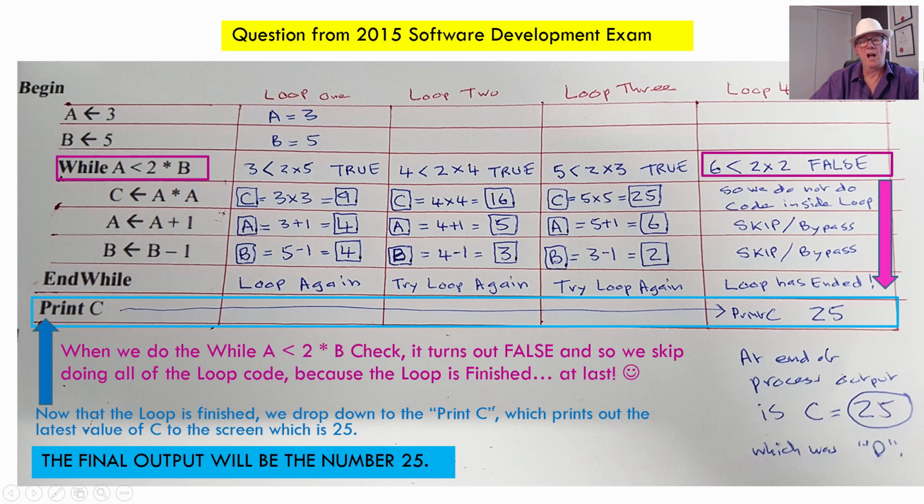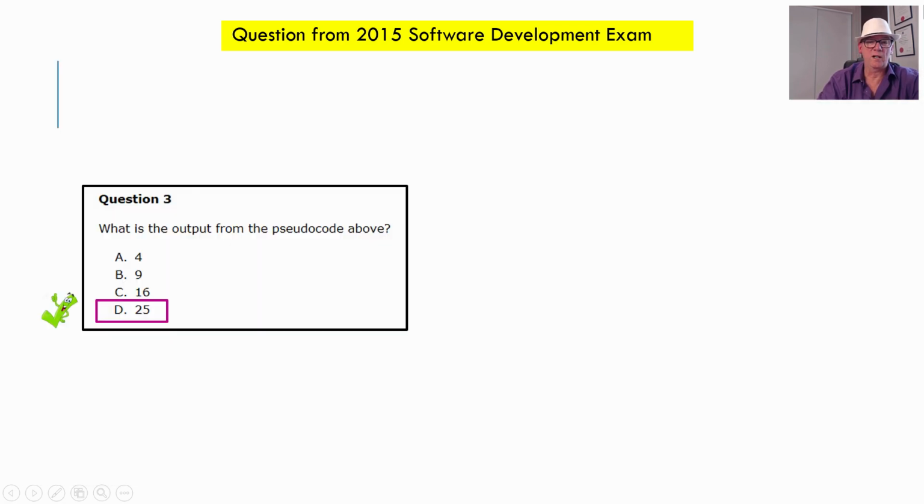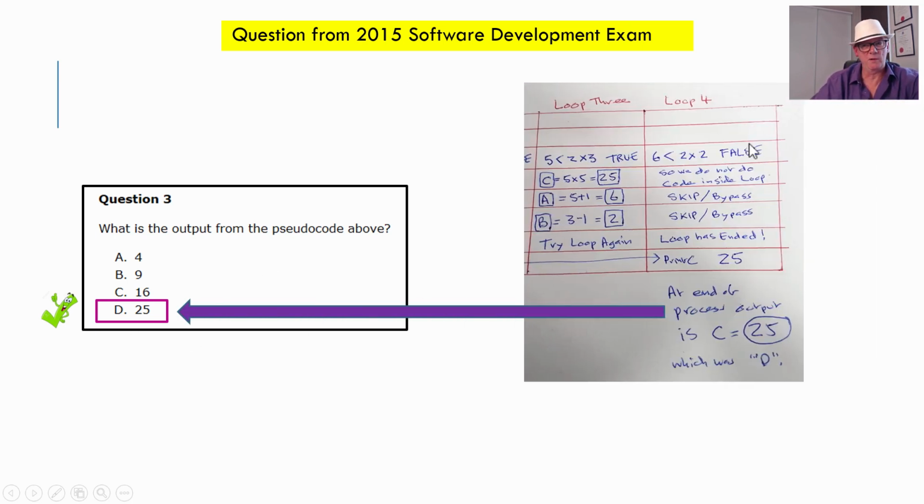So the answer for this, after all that work for question 3, is 25, the biggest number. That's because when we got to this final loop 4, we didn't actually do a loop 4 because it turned out false, and then we dropped down to our final line of code and printed out the 25, which we had here as the value of C. Whoa, that was a lot of work to do one multiple choice question, which is only worth 1 mark on the exam.